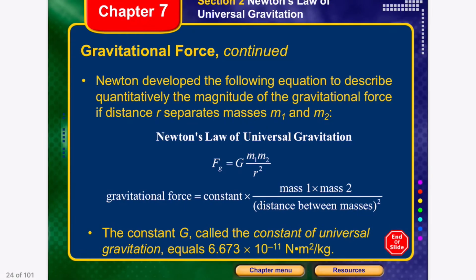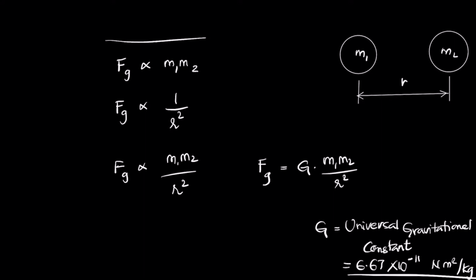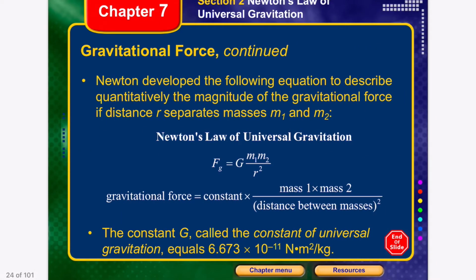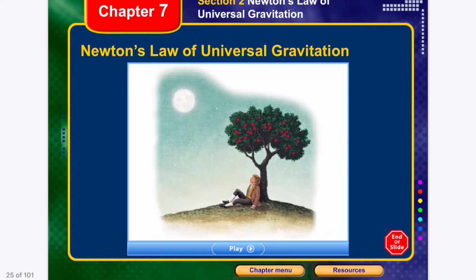So where G is called the universal gravitational constant, and that value is 6.67 times 10 to the power negative 11 Newton meter square per kilogram square. So this is the value for the constant, and this here is the actual explanation for Newton's universal law of gravitation. Newton basically stated that it's proportional to the product of the masses and inversely proportional to the square of the distance between them, more commonly known as the inverse square law.